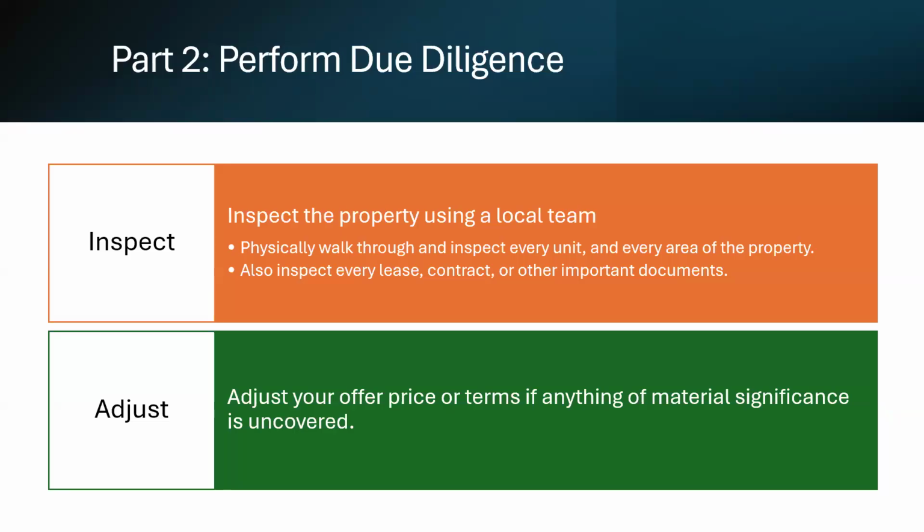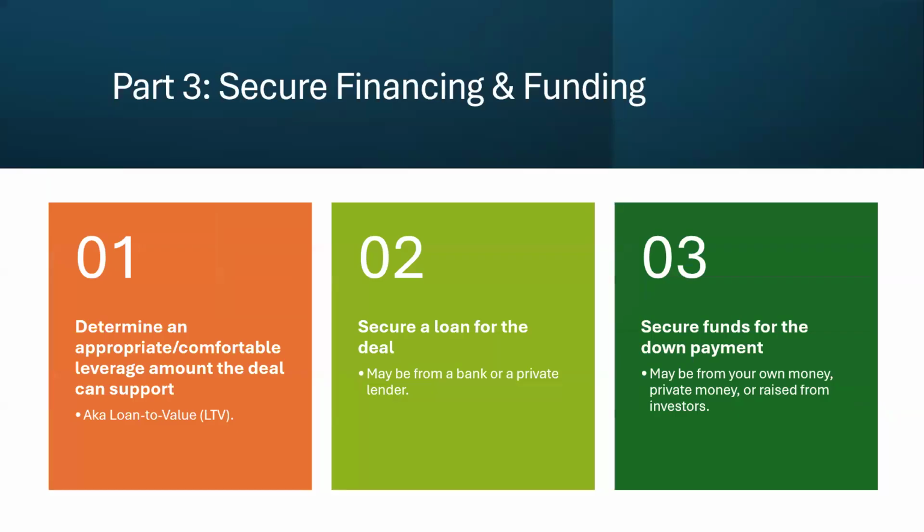If you find that there's additional risk or additional repairs that may be needed, then it may be appropriate to adjust your offer price or the terms of the deal so that you can make good on your intentions with the financial results by addressing the materially significant items that were covered in the inspection. And once you have that done, part three is to move on to securing the financing and the funding to move forward with the purchase.